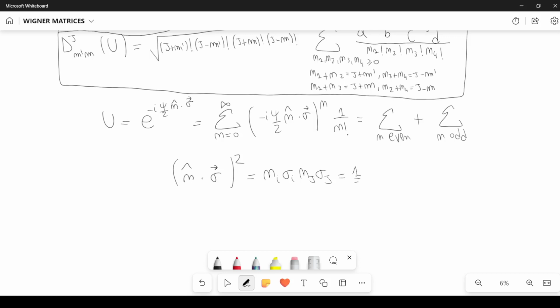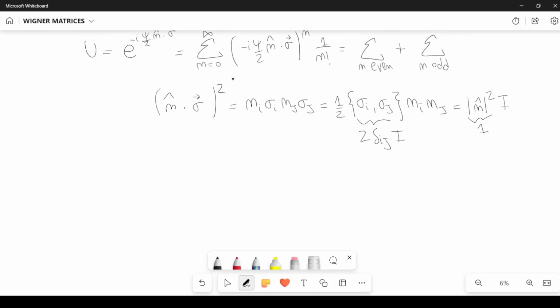This can be written as 1/2 the anti-commutator between sigma_i and sigma_j, with n_i and n_j. But the anti-commutator of Pauli matrices can be written as 2 delta ij, the Kronecker delta ij, times the 2 by 2 identity. Therefore, this is exactly equal to norm n squared times the identity. But the norm of n squared is equal to 1. So we see that this is equal to the identity. And similarly, if you raise this to the power 4, 6, 8, and so on.